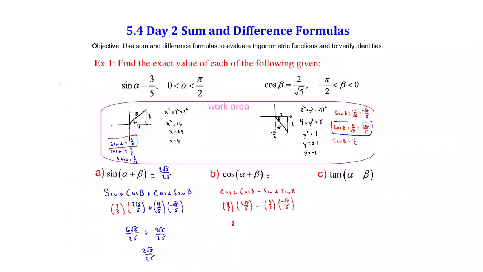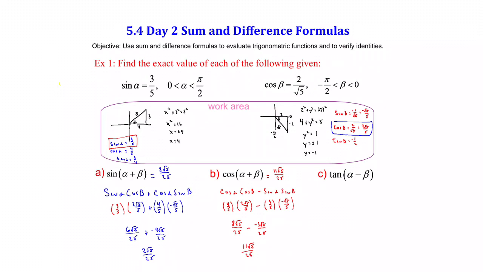Once again, we can calculate by multiplying the numerators, so that's 8 square roots of 5, and then the denominators, which is 25, minus 3 times negative would be negative 3 square roots of 5 over 25, and so minus a negative, you're going to be adding those, so it would be 11 square root of 5 over 25. So cosine of alpha plus beta is 11 times the square root of 5 over 25. And then the last one we will be looking at will be tangent of alpha minus beta.